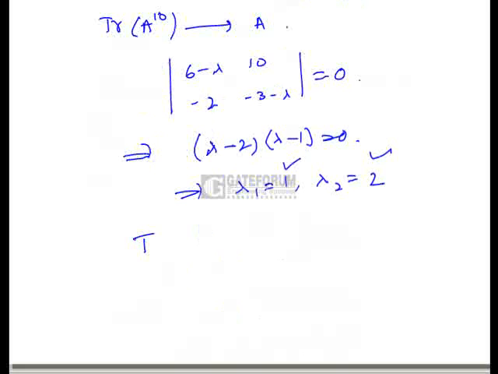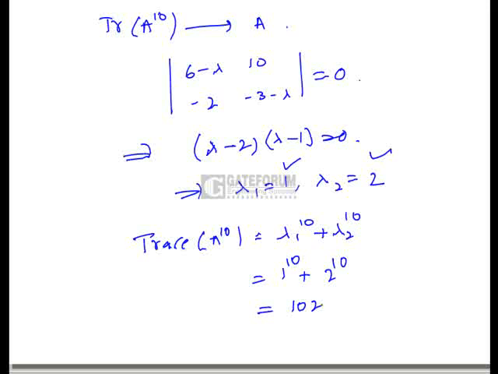Now according to the property, trace of A power 10 will be lambda 1 power 10 plus lambda 2 power 10, which is 1 power 10 plus 2 power 10. That is nothing but 1025.